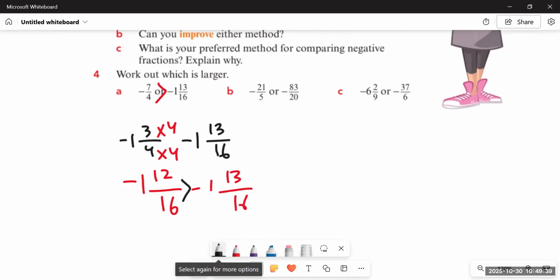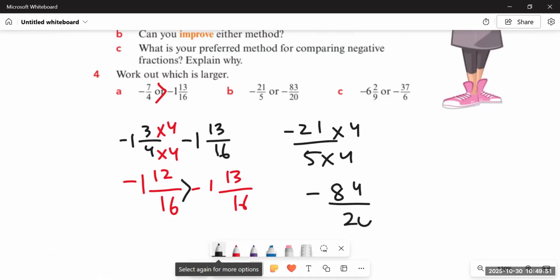In the next part, we have minus 21 over 5 or minus 83 over 20. So what we can do over here, minus 21 over 5, we can simply multiply it by 4. This would become minus 84 over 20 and minus 83 over 20. Minus 83 over 20 seems smaller and it's a negative number, so this one would be greater.